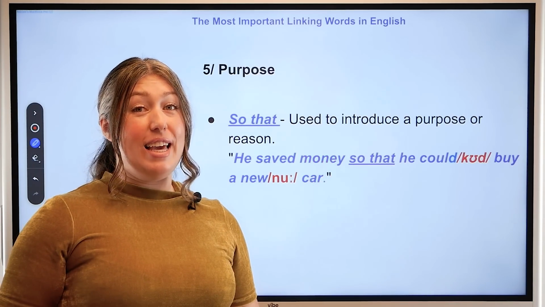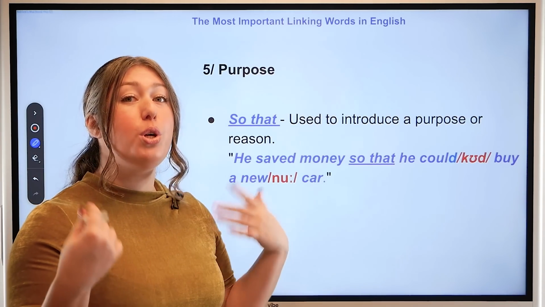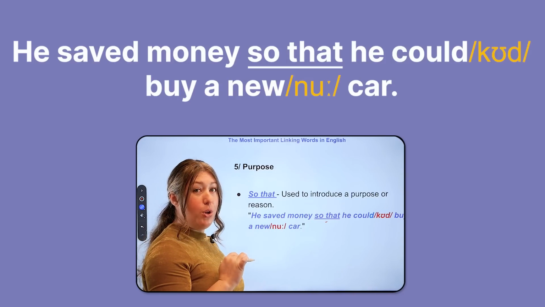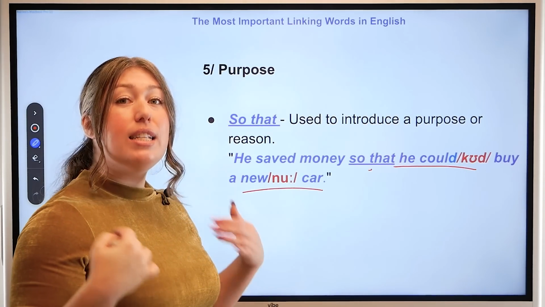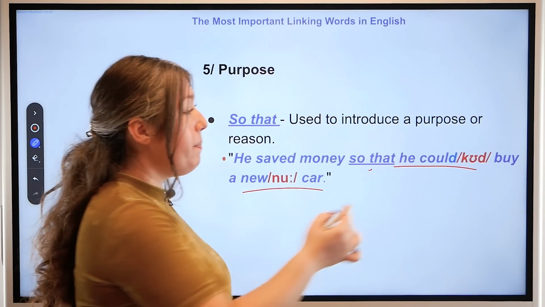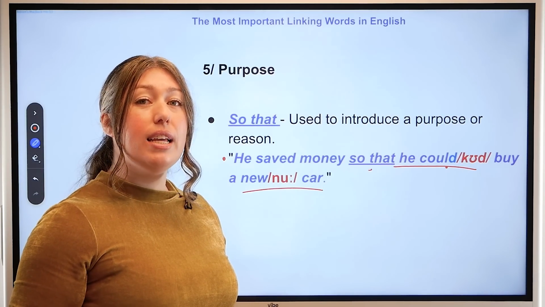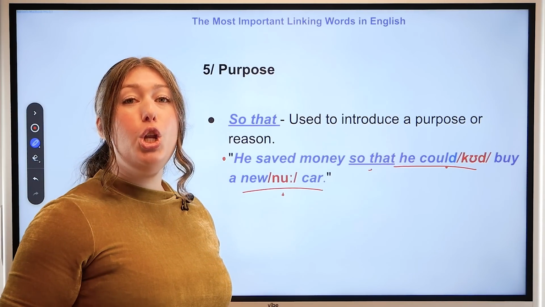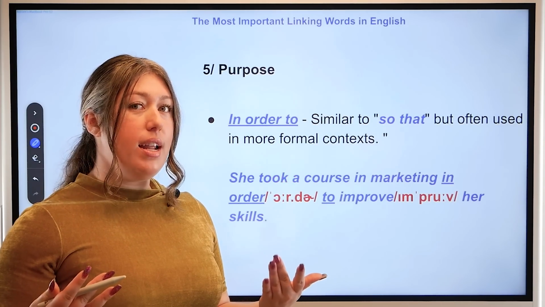The next group of linking terms is about purpose. We have this term so that, which shows the purpose or shows the reason for something. For example, he saved money so that he could buy a new car. So the purpose, he could buy a new car, is the purpose or the reason for him saving money. And let's look at pronunciation. Even though there's an L here in this word, we don't pronounce it. We say could, could. And here, new, new.